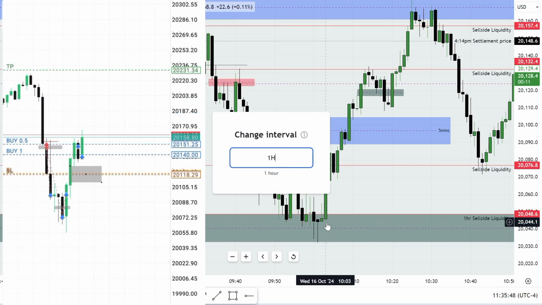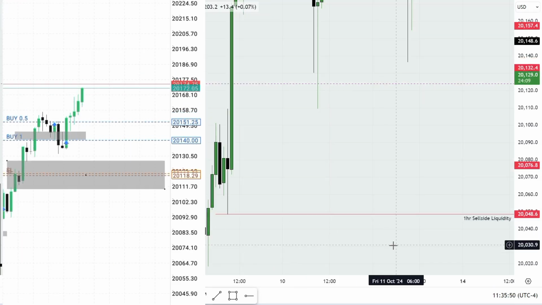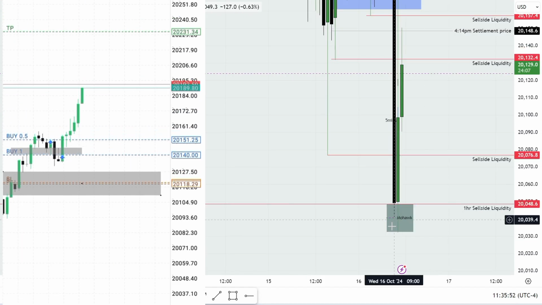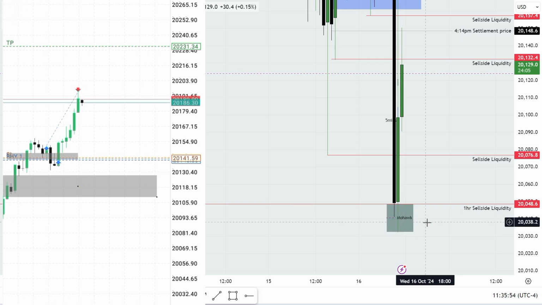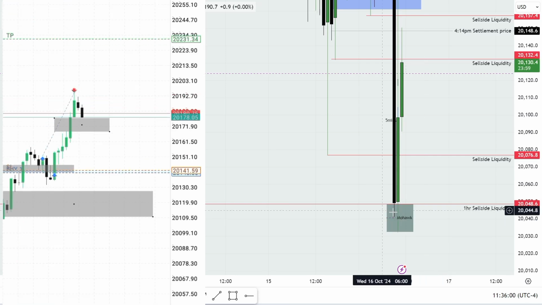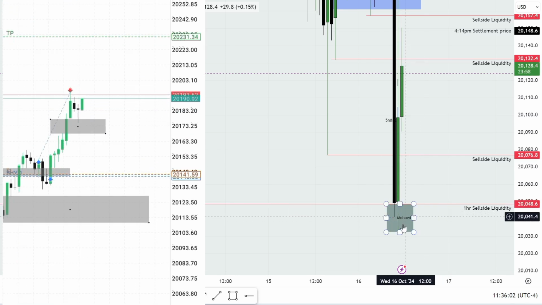So let's see the 1 hour time frame so you know what I'm talking about. You see that this is just a wick here. That's why I call it a mohawk. I'm just trying to tell you that in the higher time frame, at this point here, it's just a wick.